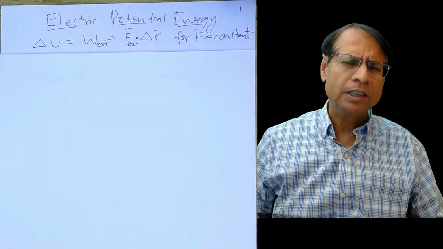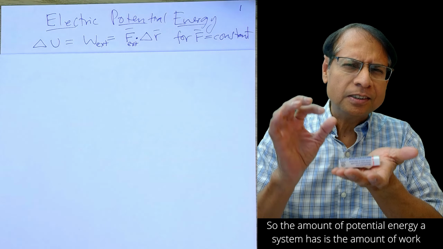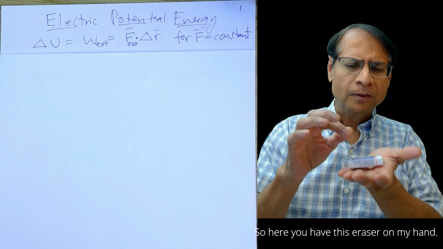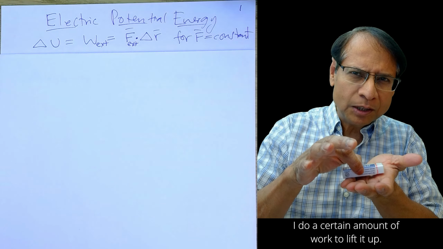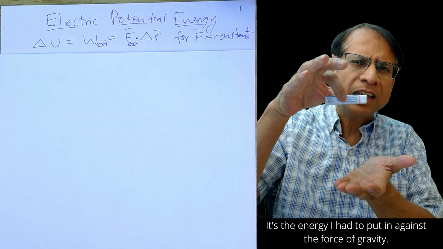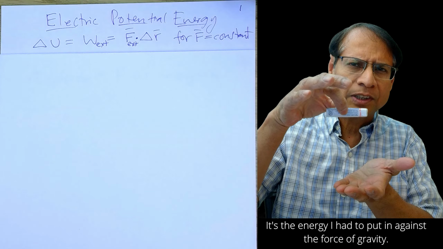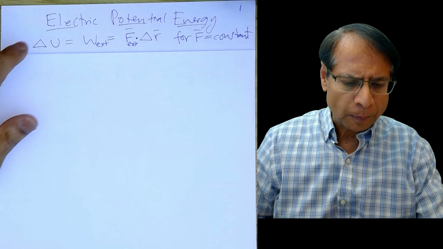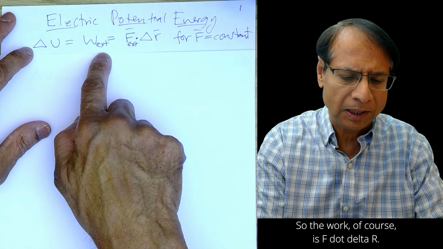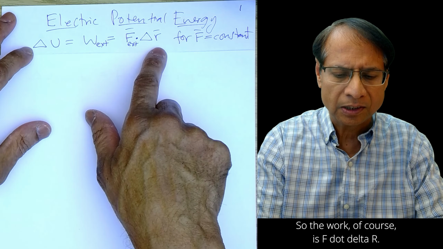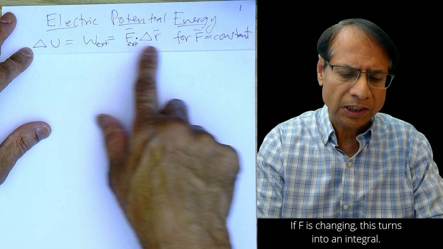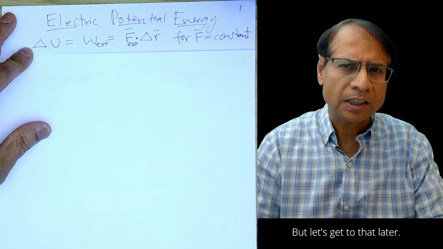Okay, so now let's get quantitative. The amount of potential energy a system has is the amount of work that is needed to create that situation. So here you have this eraser on my hand. I do a certain amount of work to lift it up. That's the gravitational potential energy. It is the energy I had to put in against the force of gravity. It is the work done by the external force. So the increase in potential energy is the work done by the external force from my hand, for example. The work, of course, is F dot delta R. And this is for a constant F. If F is changing, this turns into an integral. But let's get to that later.